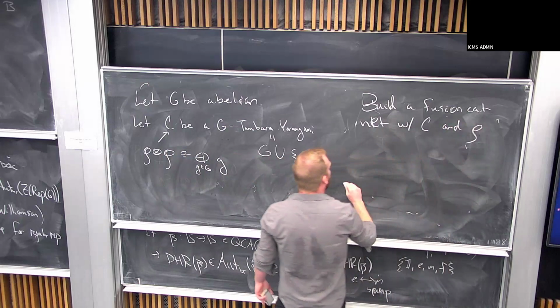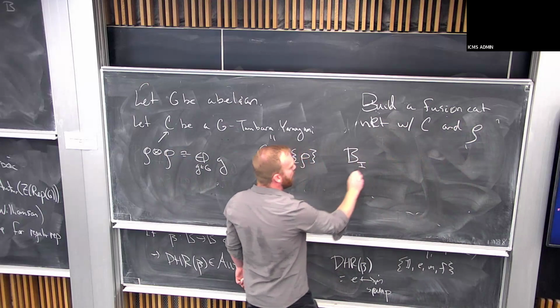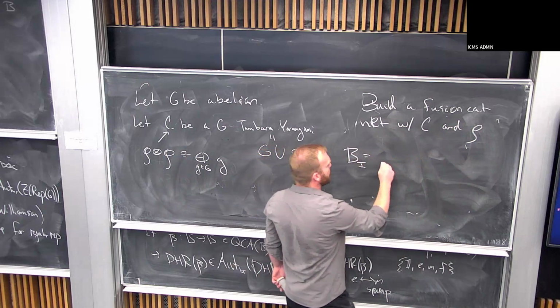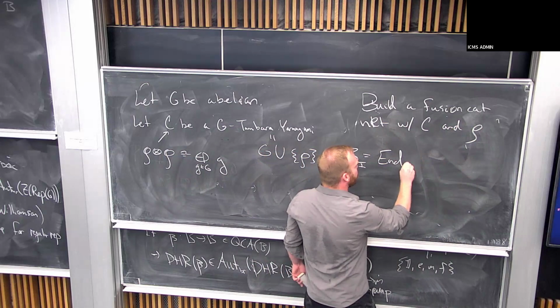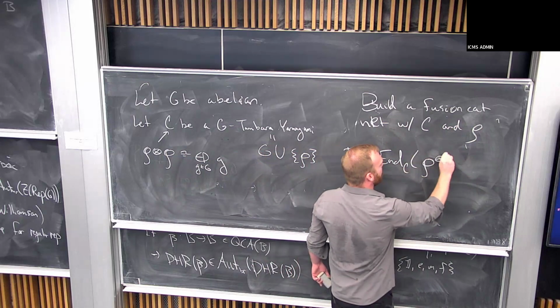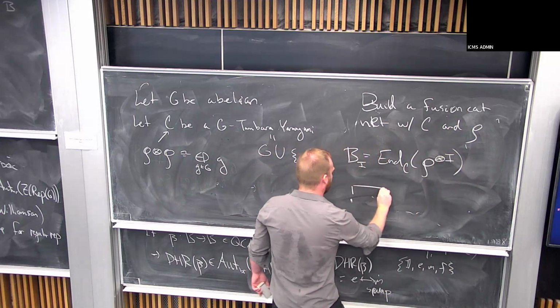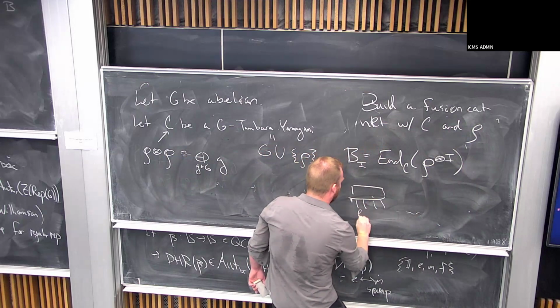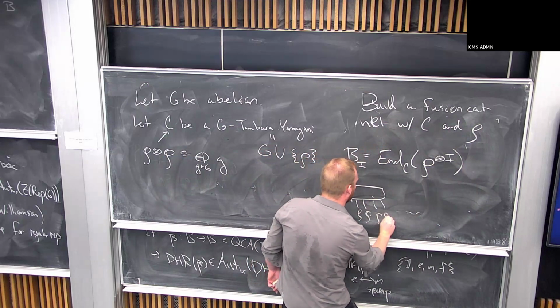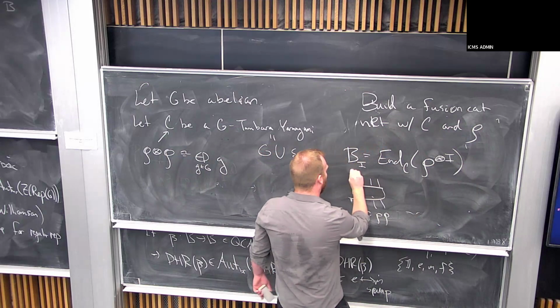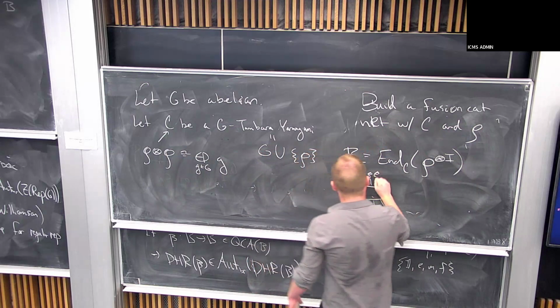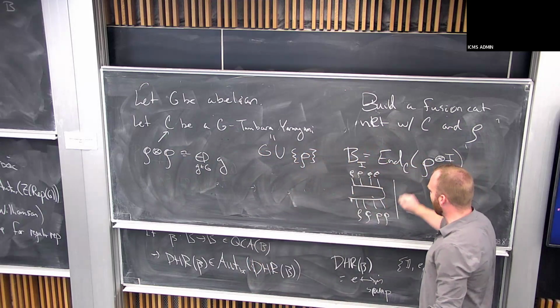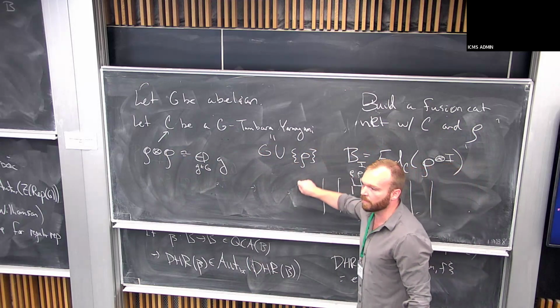Okay, which means that I'll define my B sub I to just be endomorphisms in the fusion category C of rho to the tensor I. So what that means is that if I has like 4 points, I just take Homs from rho, rho, rho to rho, rho, rho. And if this is my interval I, I just add in strings everywhere. And this is the usual subfactor thing, right?